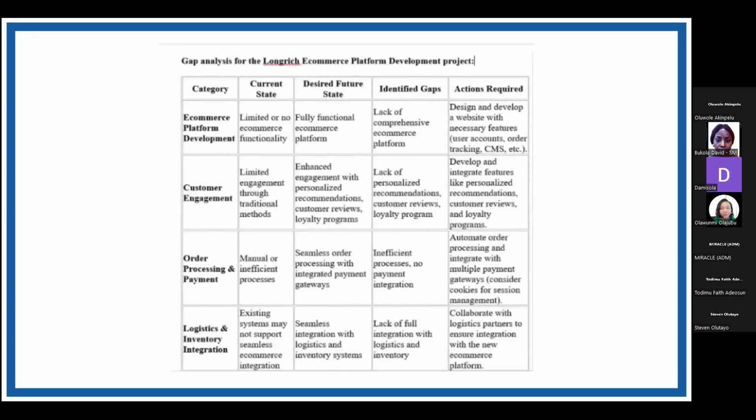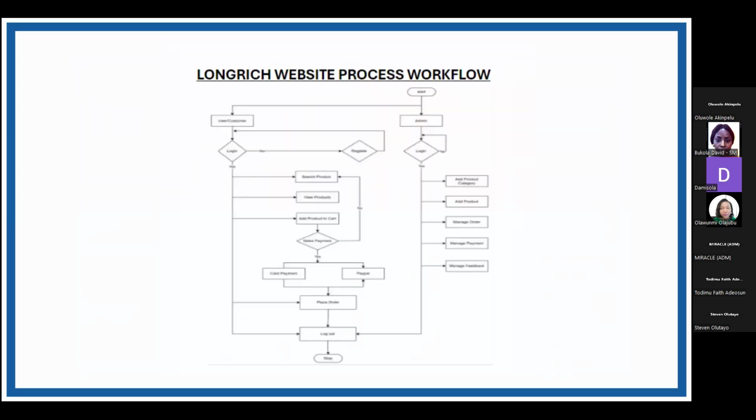This is still an in-depth look at the gap analysis, which my team worked on. We were able to identify that in customer engagement, the lack of personalized recommendations, customer reviews and a loyalty program was still a gap. The action required was basically to develop and integrate features like personalized recommendations, customer reviews, and a loyalty program. Next slide. Next slide, please. This is still a continuation.